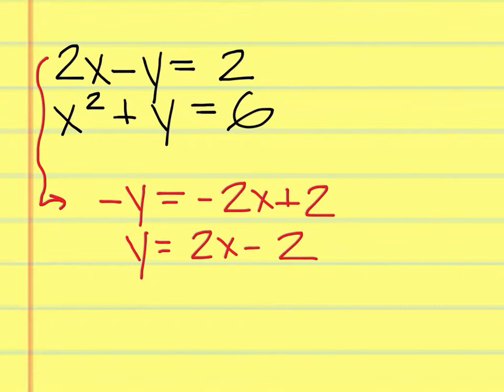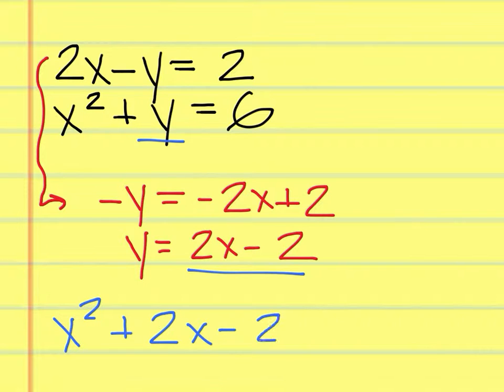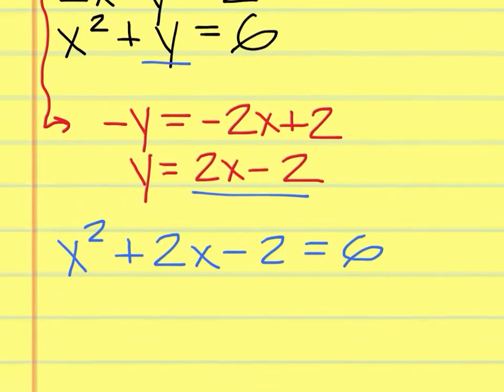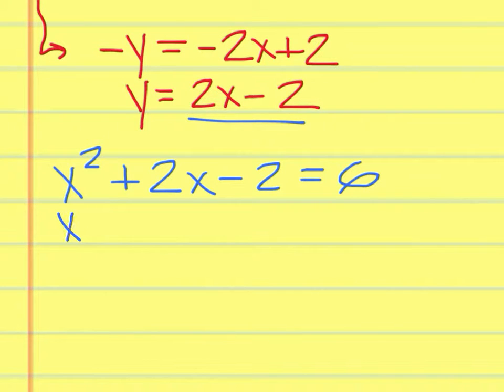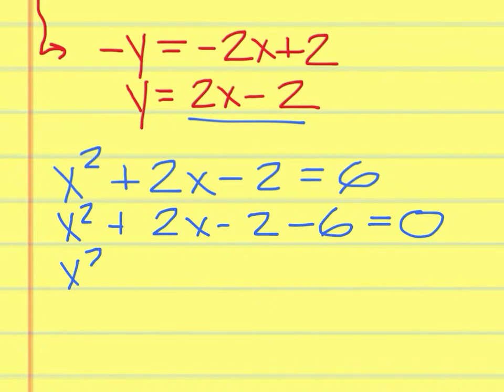And plug this back into this one. And it's a plus y, so there's no need for parentheses. X squared plus 2x minus 2 equals 6. So next up, we're going to have x squared plus 2x minus 2 minus 6 when we move the 6 over, and actually simplify this to get a minus 8.